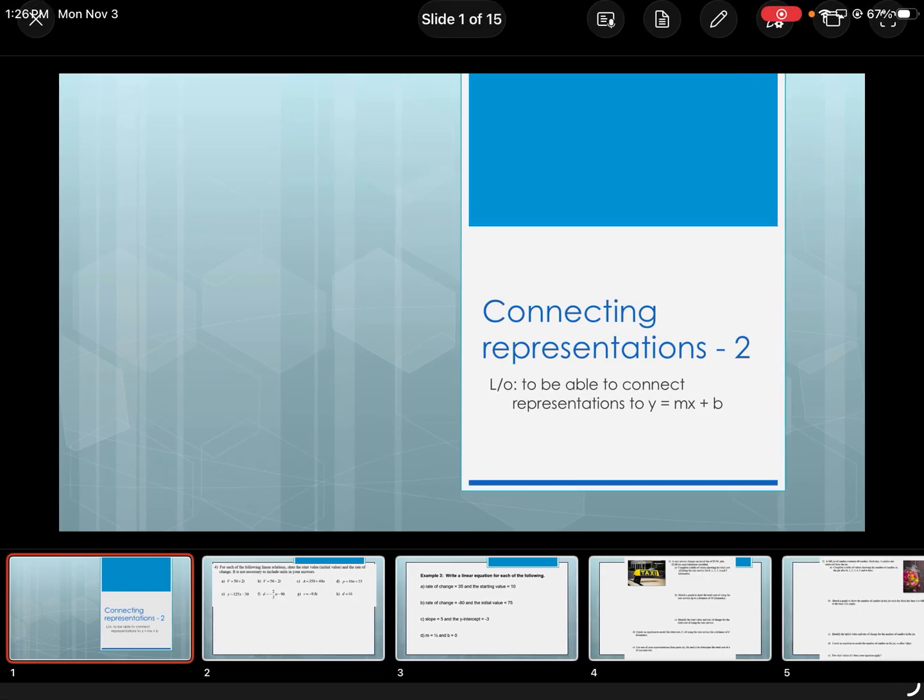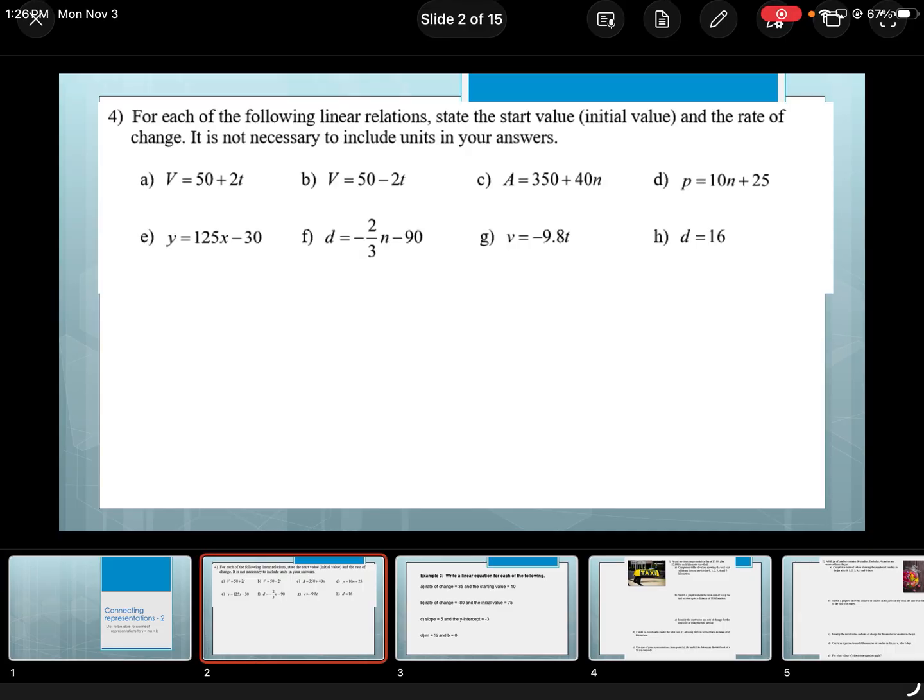Hello. Today we're going to keep going through connecting representations. Hopefully everything made sense from last lesson, and this is kind of the same kind of thing. But we'll talk about it now. Let's have a look. So, just a quick starter.